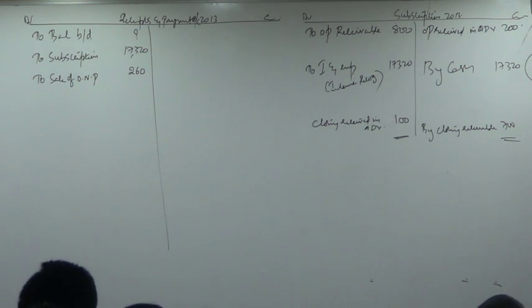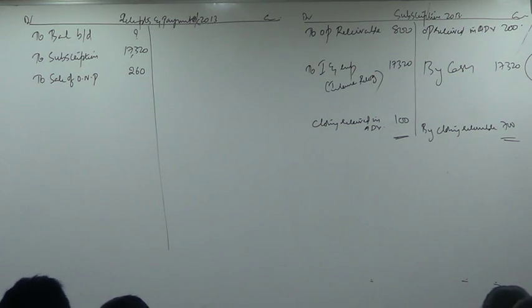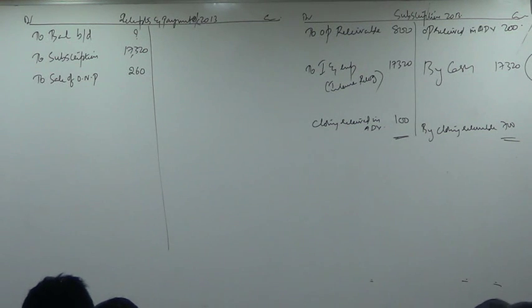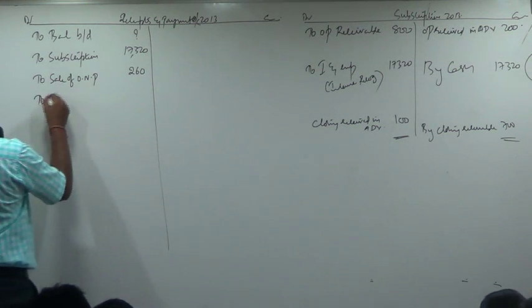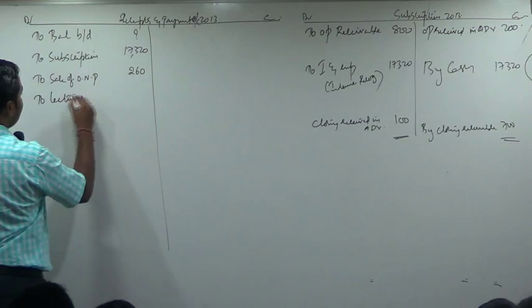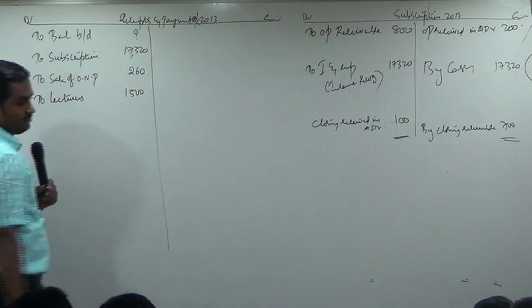Old newspapers 260. Sale of old newspapers 260 shown as receipt. Now lectures 1500 rupees, income. Tell me, is there any outstanding receivable etc. relating to lectures? No. So it is completely received. 2 lectures, 1500.